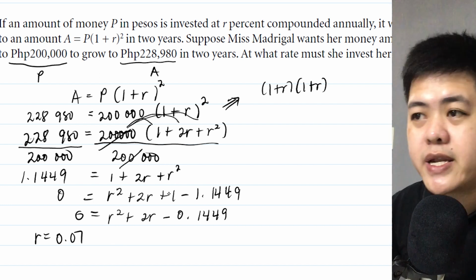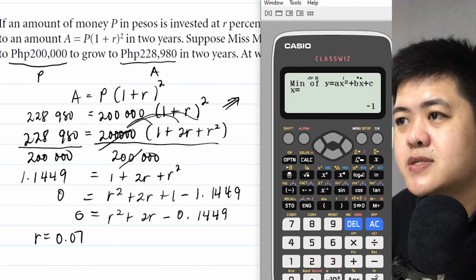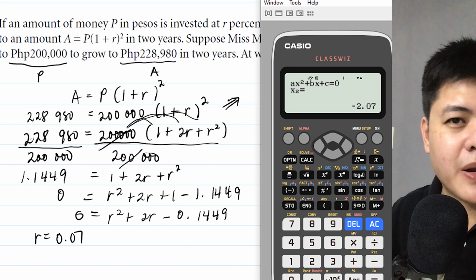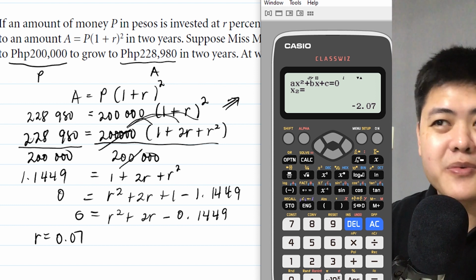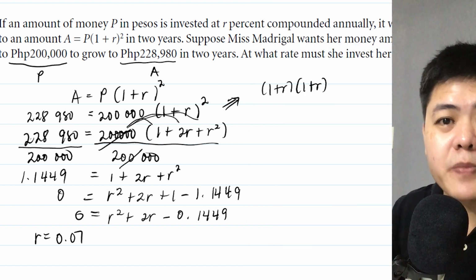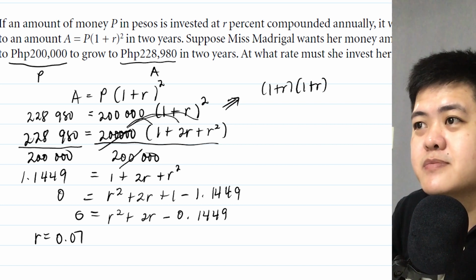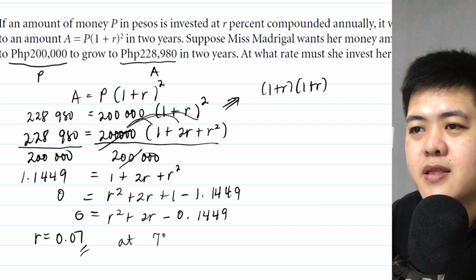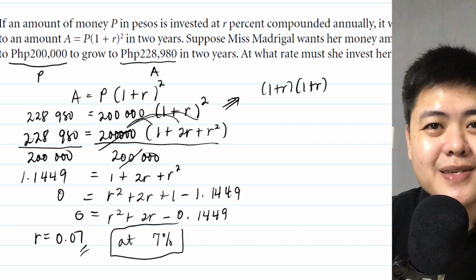And the other one is negative. Since we're talking about a rate, there's no negative rate, otherwise your money would run out. Okay? So, positive 0.07. Therefore, there are two answers here, but we only take the positive one. At what rate must she invest her money? The rate is at 7%. Okay, at 7%. So, you can write the answer in sentence form.